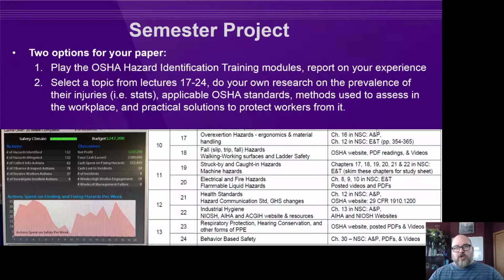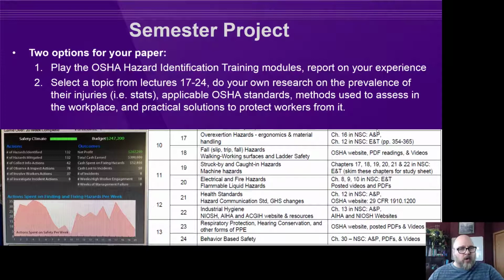And once you get a hold of what you're trying to do, it's not a perfect mimic of what it's like to practice, but it's kind of fun. I think it's cool. But if you can't make it work, you can't do it. So the second option is to select a topic from lecture 17 through 24, which I have on the screen here.